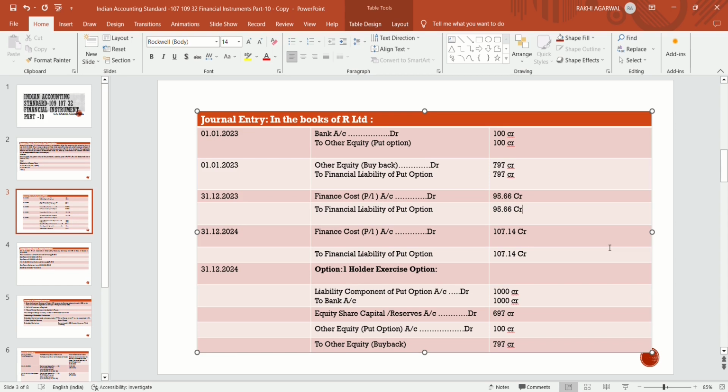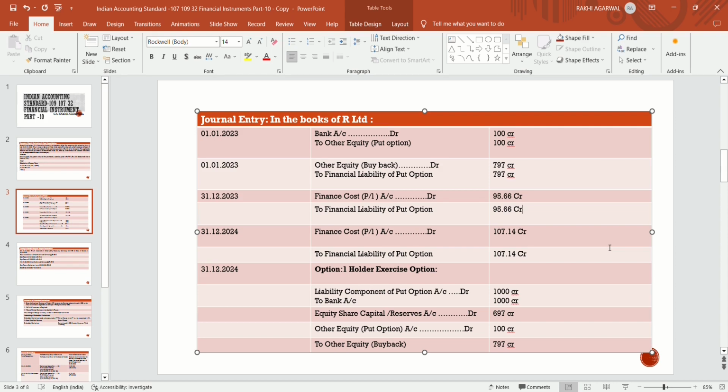So on 31st December 2023, he will recognize the financial cost, account debit, which is to be transferred to P&L account, debit to financial liability of put option. The closing value of the financial liability, that is 797 crores, on which he will recognize the interest calculation at the rate of 12%. So it becomes 797 crore into 12%, which becomes 95.66 crores, which is to be recognized as finance cost transferred to P&L account, debit to financial liability of put option.